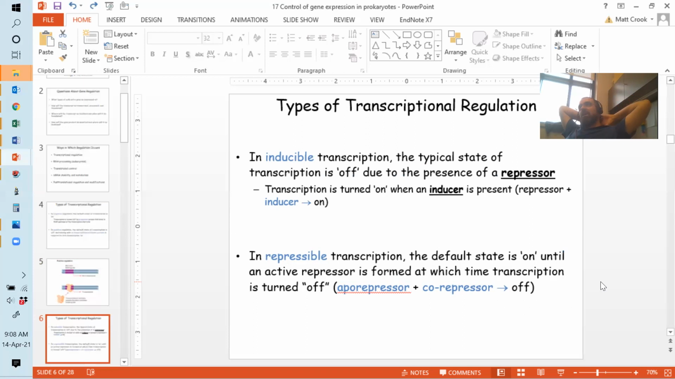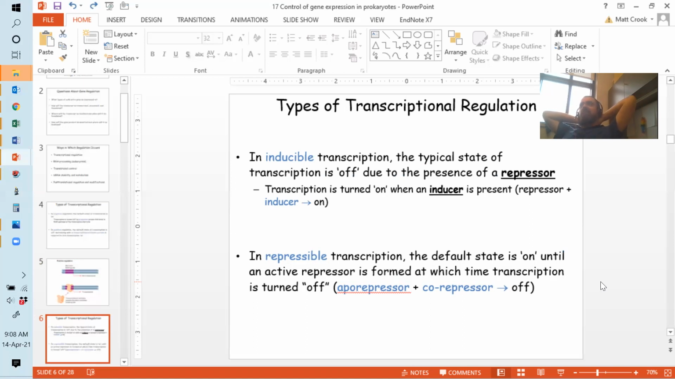And so quite commonly these are metabolites, not always, but quite commonly they're metabolites, right? So they're things, lactose, for example, is a great example, which when present will result in the transcription of that particular gene or operon. The opposite is repressible, right?